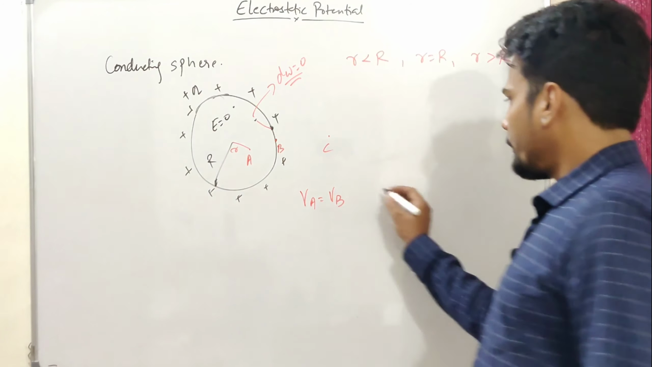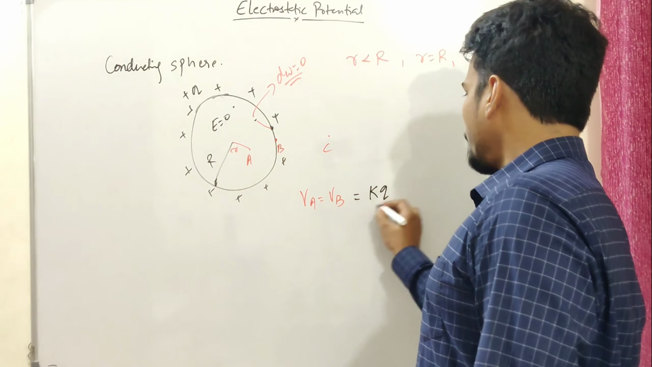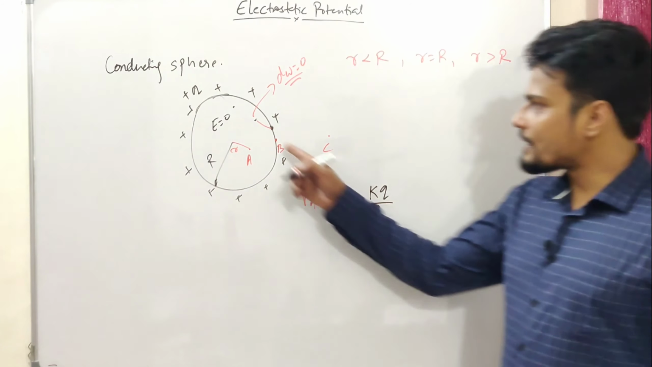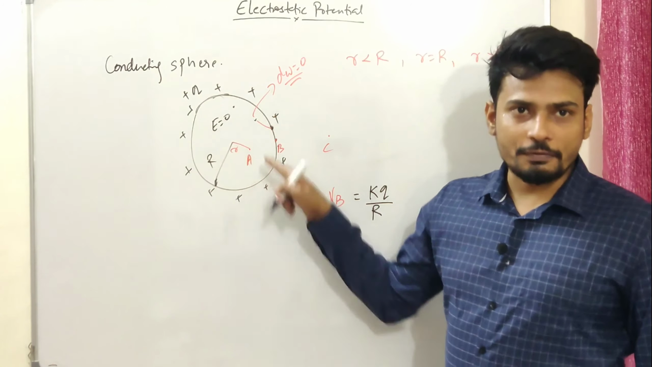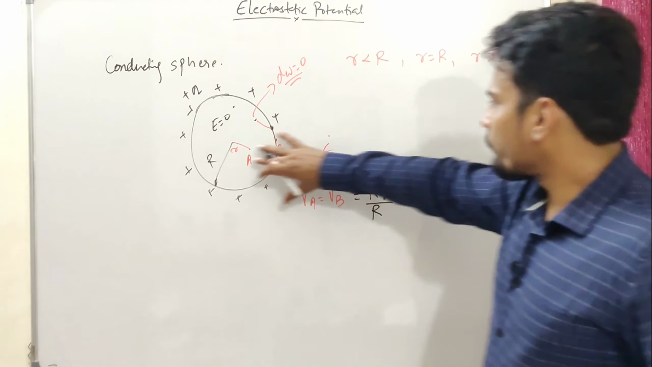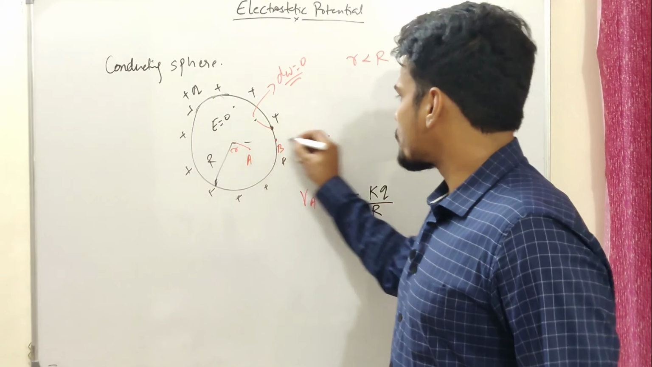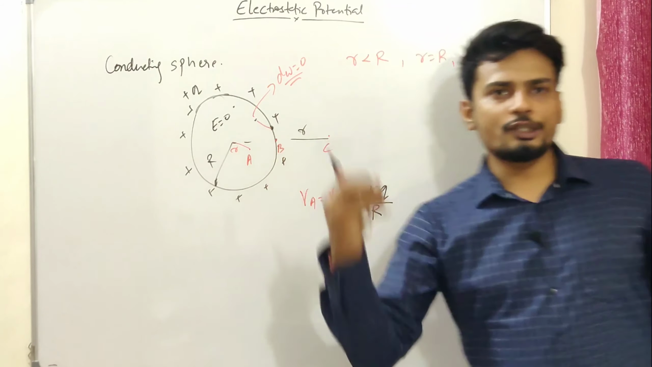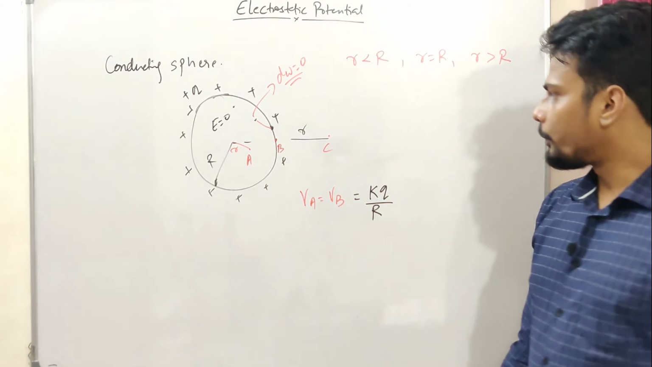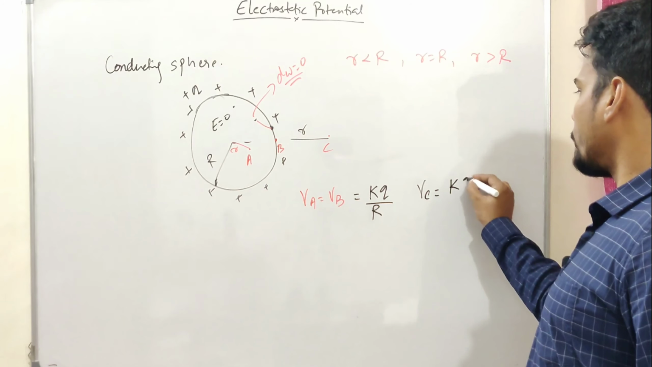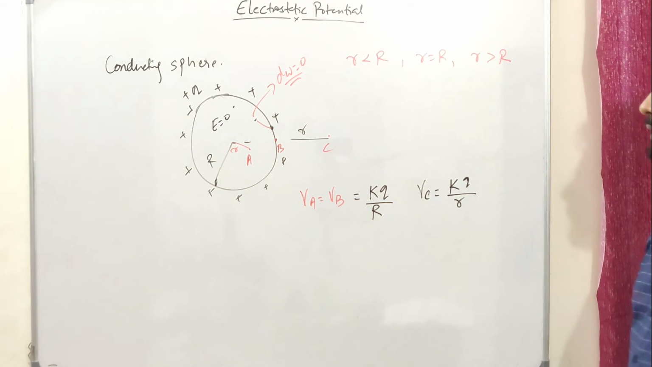Well, that's going to be how much? Kq by capital R, isn't it? So the potential inside the sphere and on the surface of the sphere is kq by R. But the moment I come out of it, let's suppose at this particular point at a distance of r from here, this sphere starts behaving like a point charge. Then the potential at this particular point C, Vc, will be how much? Kq by r. Simple as that.